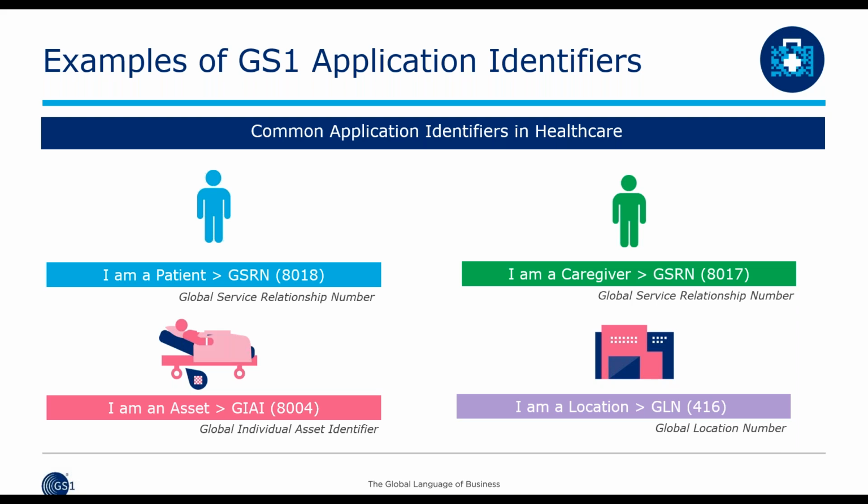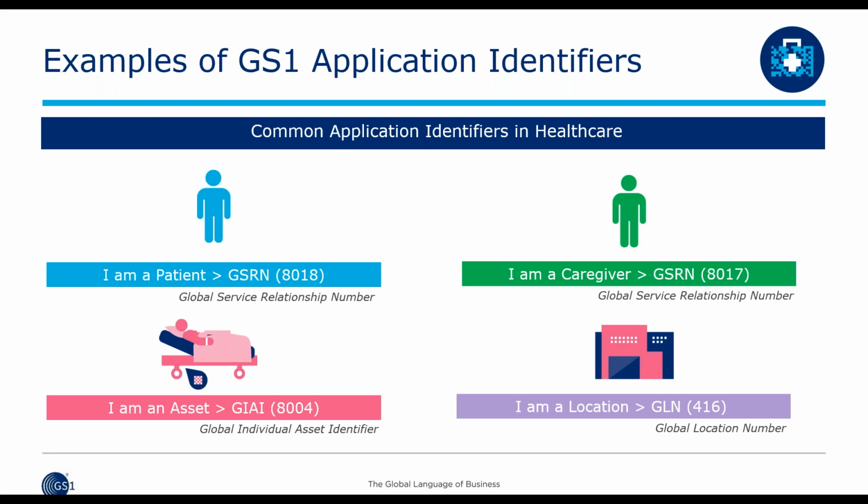So then here we have some more additional application identifiers which are commonly used in the healthcare setting. So we have the one for a patient, which is the global service relationship number. So this is 8018. Then there is also another GSRN, which is specifically for a caregiver, so a doctor, a nurse, or other member of staff within a healthcare setting. And this is identified using the application identifier 8017.